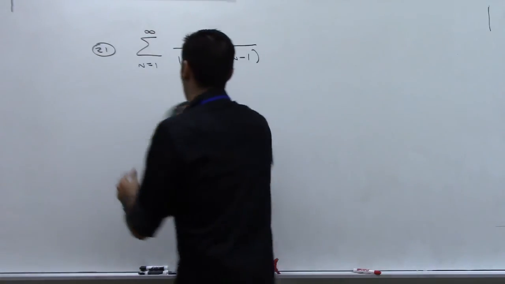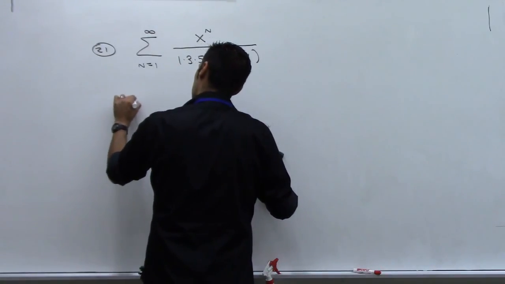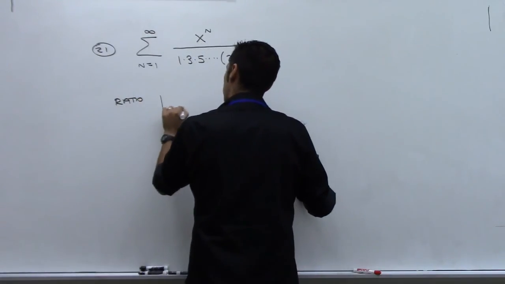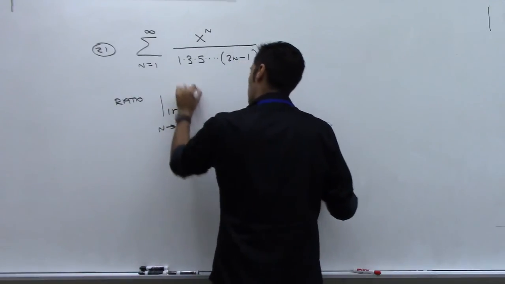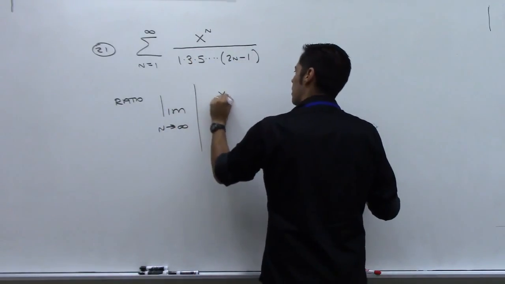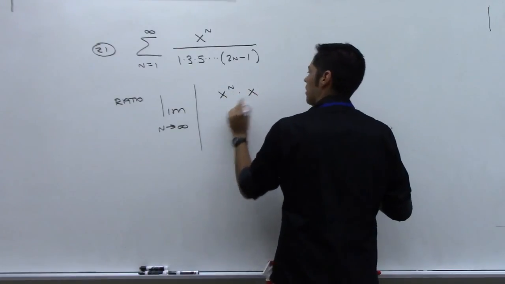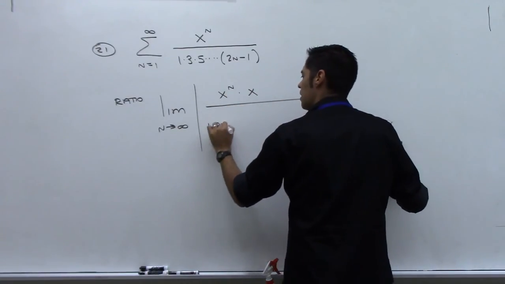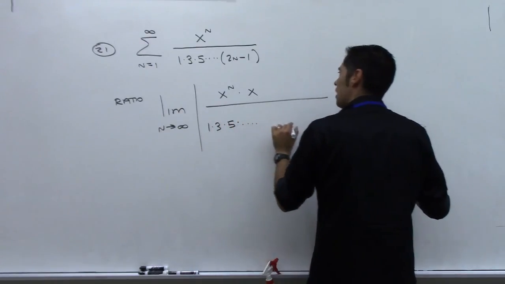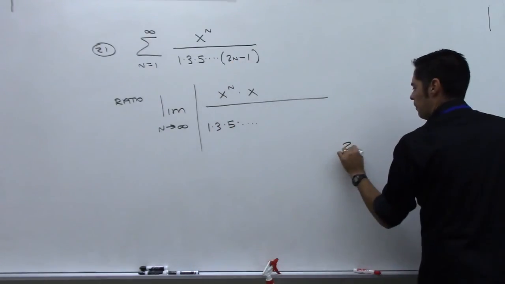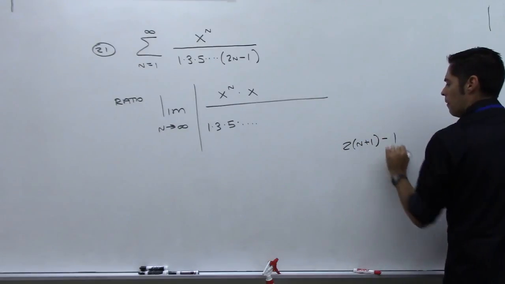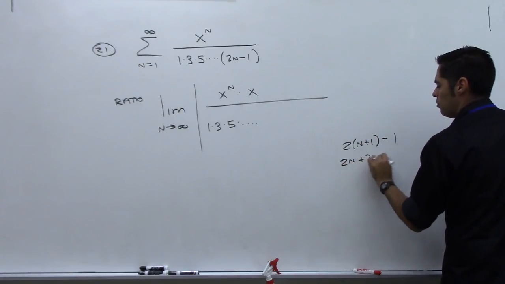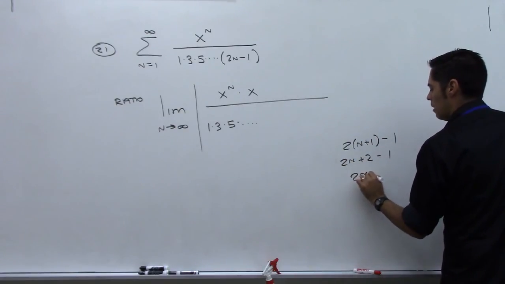So now, I'm going to do a ratio test, but I have to be kind of careful with it. Limit, n goes to infinity. All right. The top's pretty clear, x to the n times x. That's what happens when I plug in n plus 1. But down here, 1 times 3 times 5 times dot dot dot, I have to plug n plus 1 in there. And so I get 2n plus 2 minus 1, which is 2n plus 1.